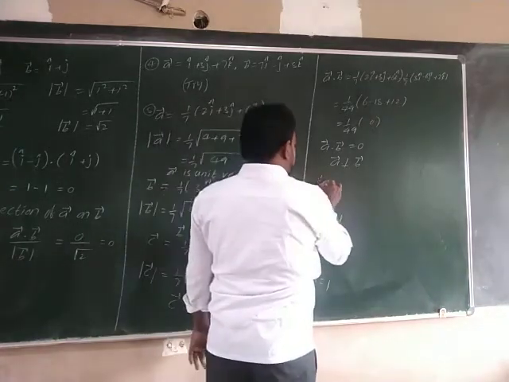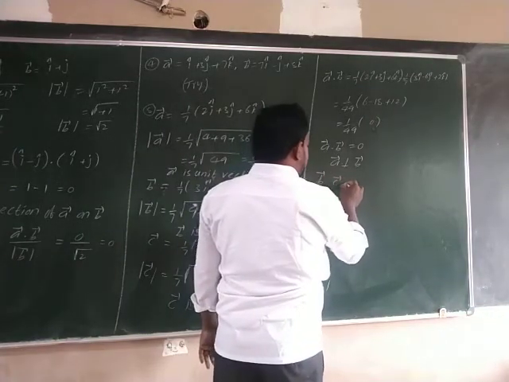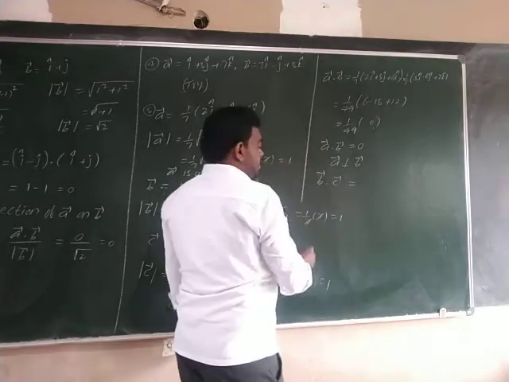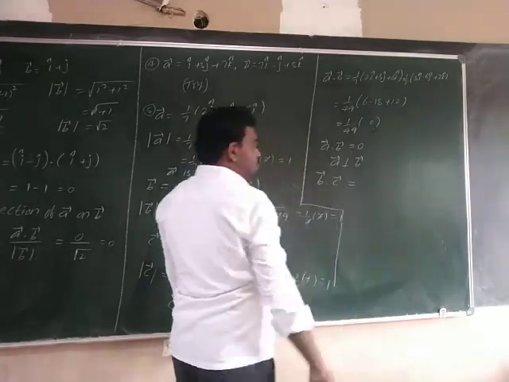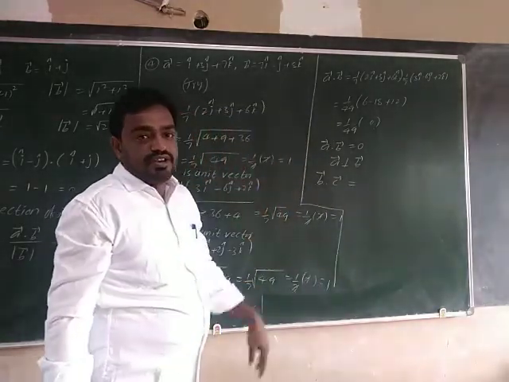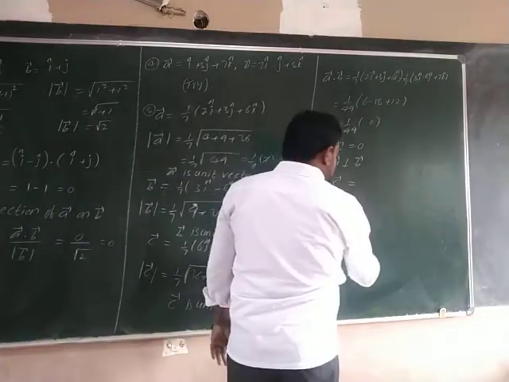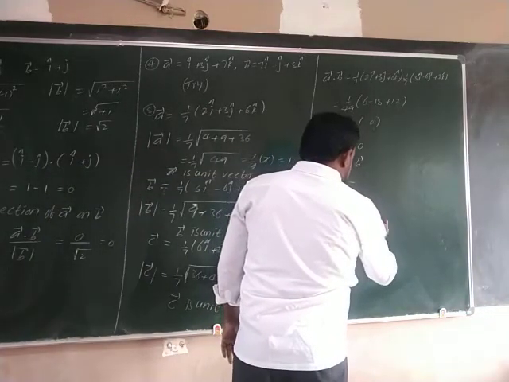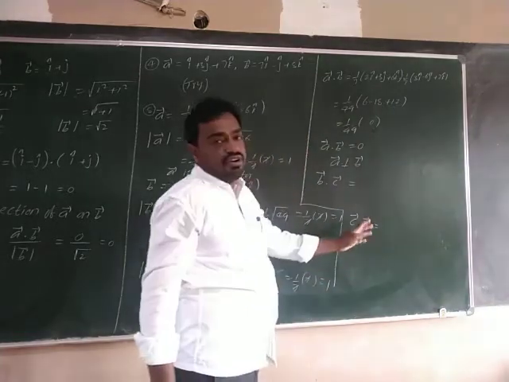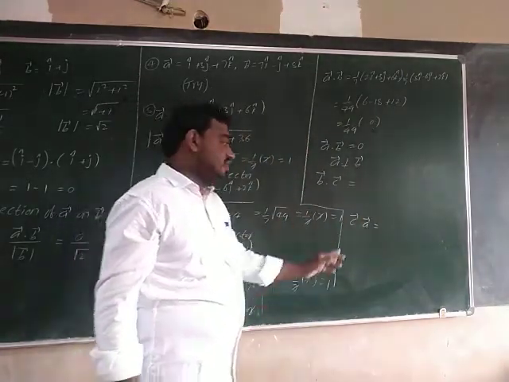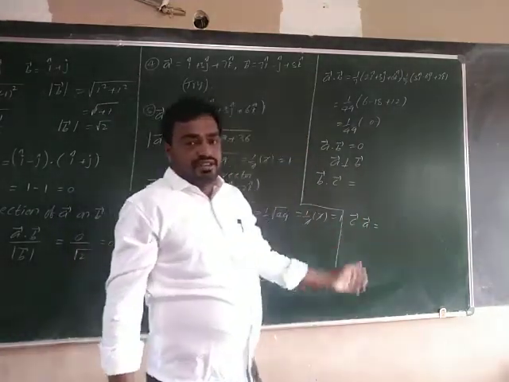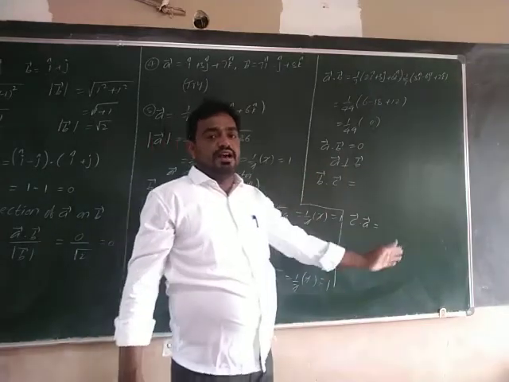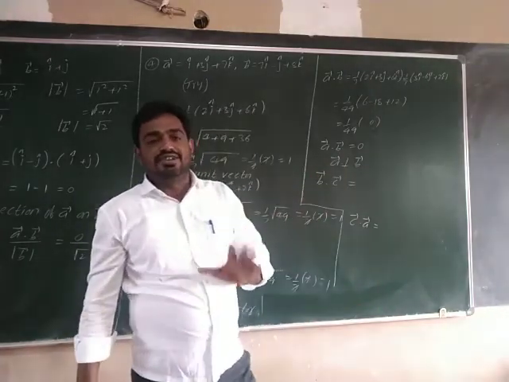Similarly, you find vector B dot vector C. This one also you will get 0. So B and C are perpendicular. Next, you find vector C dot vector A. This is also 0. So C and A are perpendicular. Therefore, A, B, C are mutually perpendicular to each other.